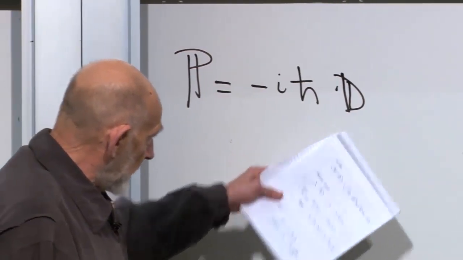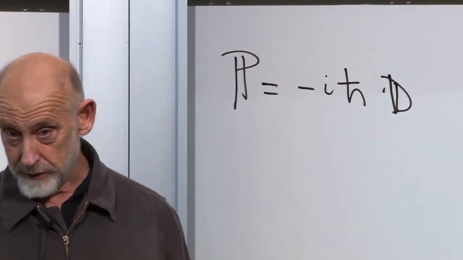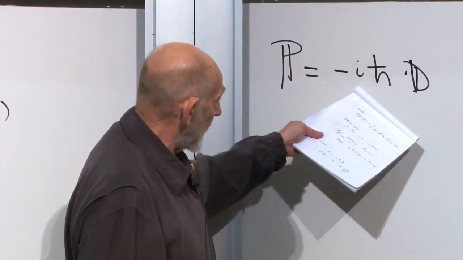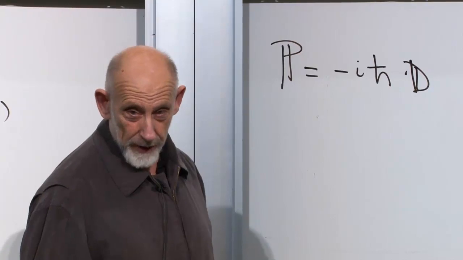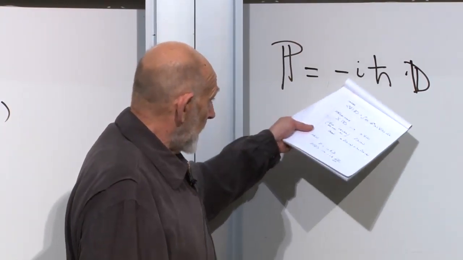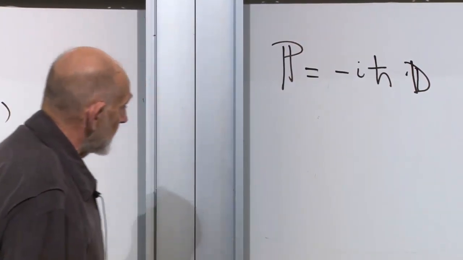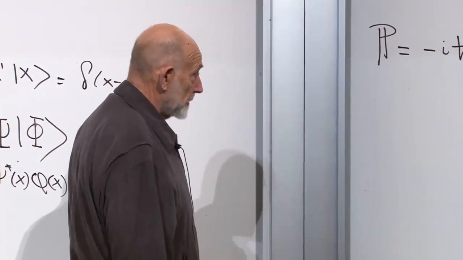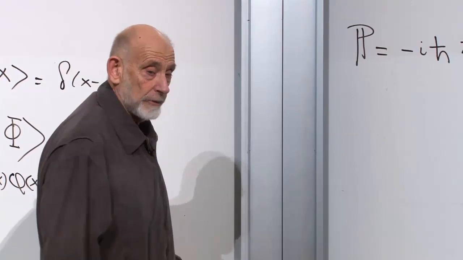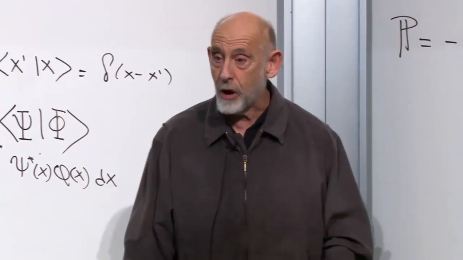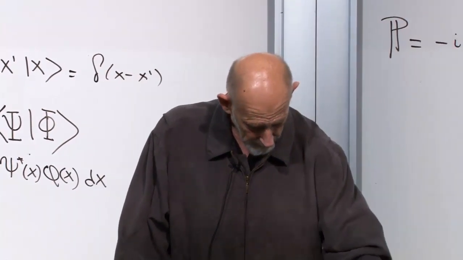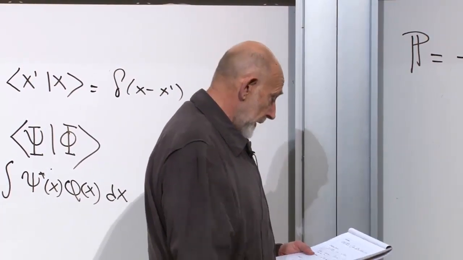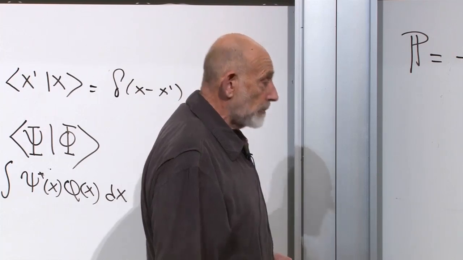Last time we studied whether capital D was Hermitian or not, and we found that it was not. But if we multiplied it by i, either with a plus or minus sign, it doesn't matter, then it becomes Hermitian. So we worked that out last time, if you remember that little trick with the integration by parts. We found that D was not Hermitian, but i times D is. All right, so this is the definition of the momentum operator.